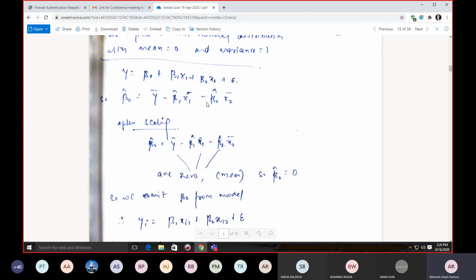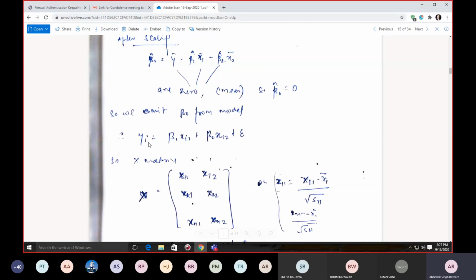So after scaling, it means that my mean is equal to 0. When my mean is equal to 0, it means that this y bar, this x1 bar and this x2 bar are equal to 0. We are saying that our mean is equal to 0 because we applied some scaling over here. So we'll get beta naught estimated equal to 0, so we can omit beta naught from our model. Fine. So we are omitting our beta naught from our model. What we'll get is yi equals to beta 1 x1 plus beta 2 x2 plus epsilon.